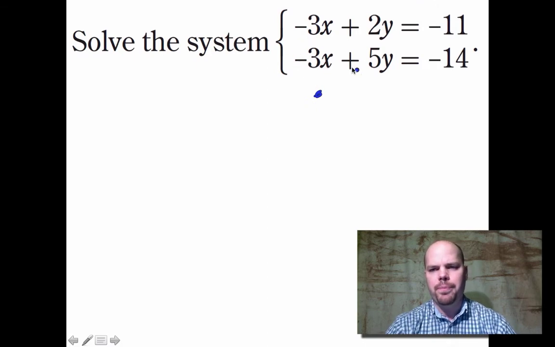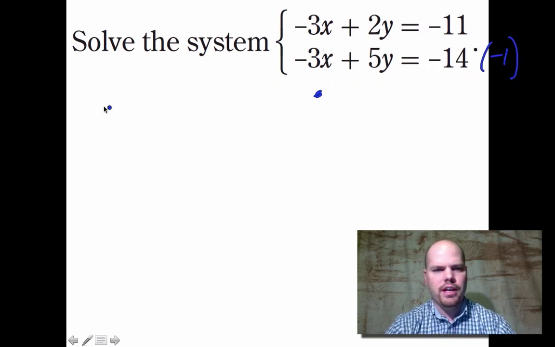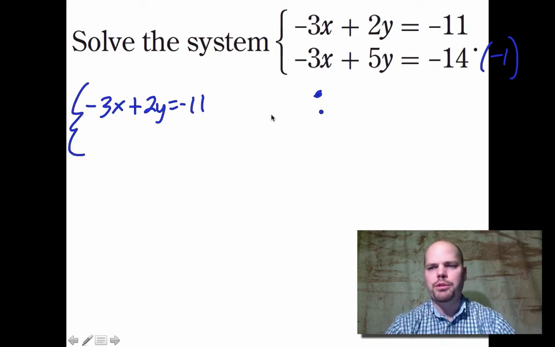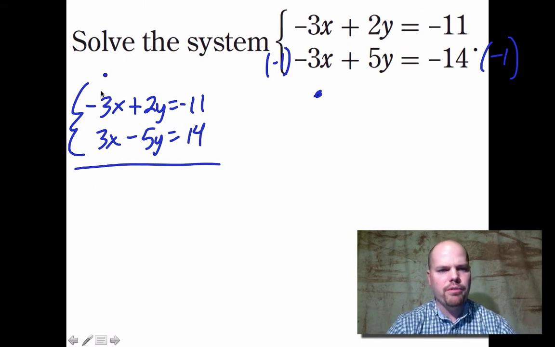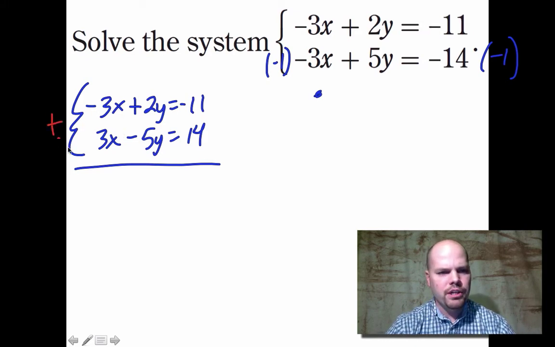What I do is multiply either the top or the bottom, it doesn't matter, by negative 1. The top one won't change: negative 3x plus 2y equals negative 11. The bottom one we have multiplied both sides by negative 1, so we end up with 3x minus 5y equals 14. Now we have a pair of opposites here, so we can add these equations and a variable should eliminate.